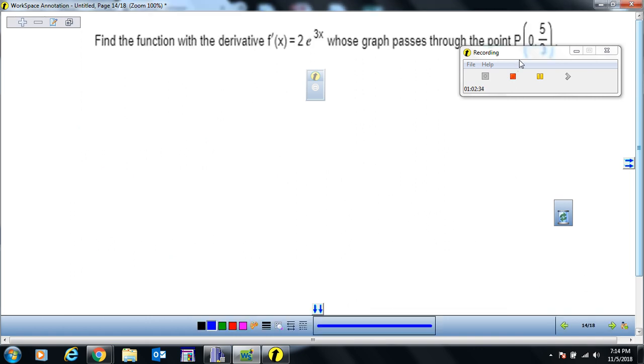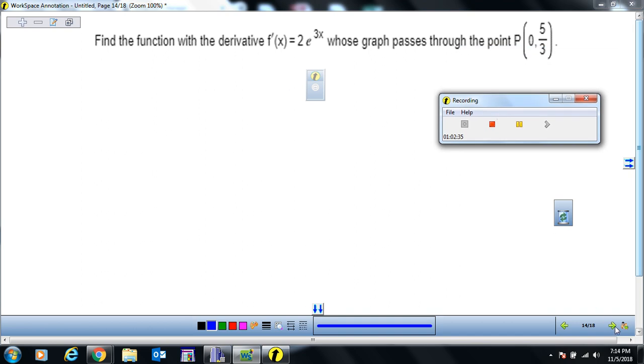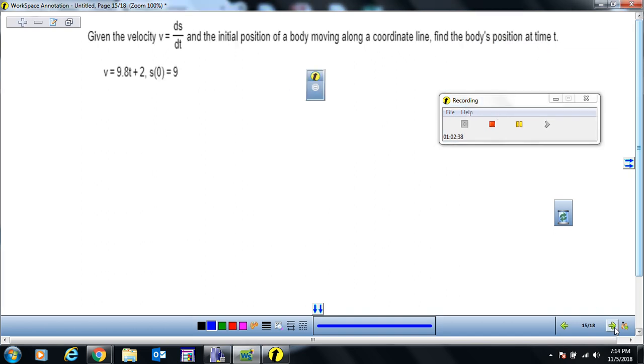Okay, so this next one is the same thing as the one that I just did, so I'm going to skip it. This one, just because it's more of an application, but doing the same thing. Given the velocity, v is velocity is equal to the derivative of s with respect to t, and the initial position of a body moving along a coordinate line, find the body's position at time t. So remember when we used to say that the velocity was the first derivative of the position function? Okay, and the position function usually we represent it with the letter s.